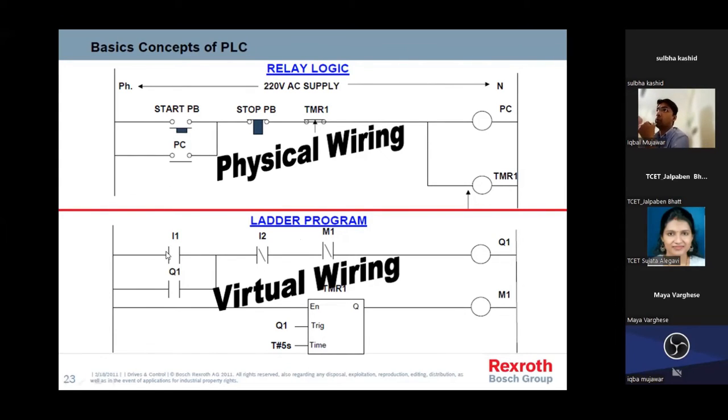Then here normally open contact, normally open contact connection, normally closed. Some output coils are there, and timers, just see timers here are different and here timers are different, because this is ladder coding. Based on this ladder coding, whatever the relay logic is there, a similar kind of operation we are getting. There is physical and there is virtual wiring.